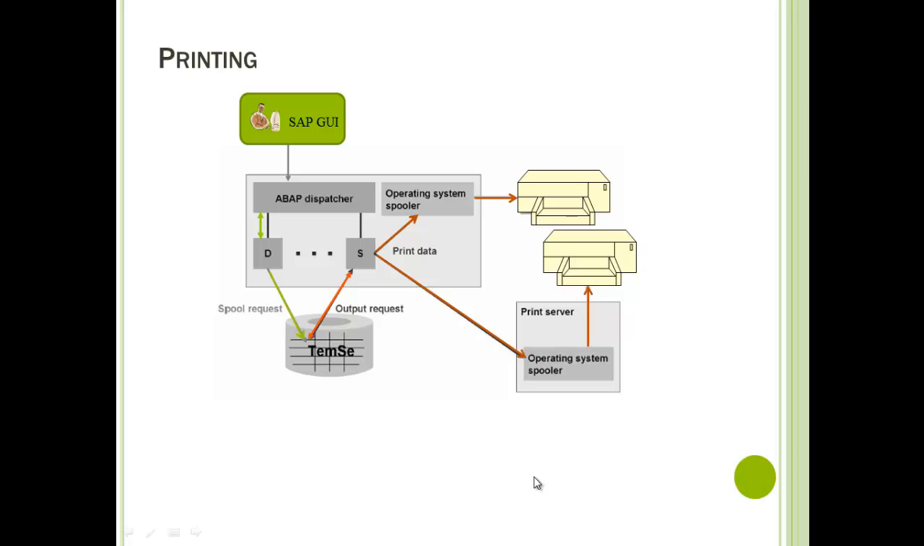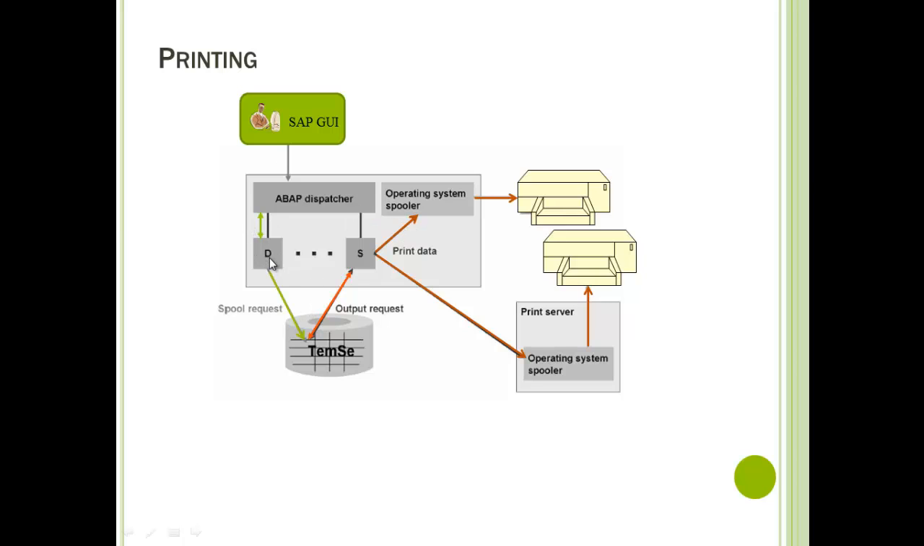So what does this spool request contain? The spool request contains the information on the data to be output, the actual data, and what format it is going to be printed in. Okay, this is very important. It has the data, and it also has the format and the printer model which is going to be used, and the place where all this is going to be saved, which is called the TemSe. Okay, temporary sequential file, that is called TemSe.